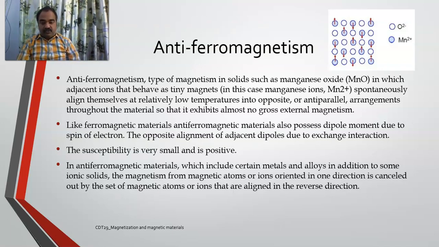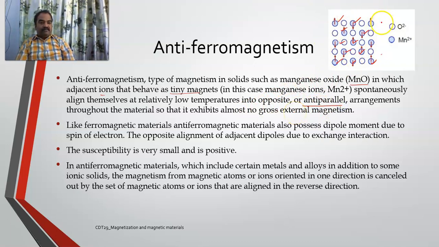Now we will discuss the last two types of magnetization. The first one is antiferromagnetism, which is observed in special materials. One is manganese oxide, in which the adjacent ions that behave as tiny magnets spontaneously align themselves at relatively low temperatures into opposite, anti-parallel orientations. If you carefully see, they will oppose. So the dipoles will align themselves in anti-parallel.